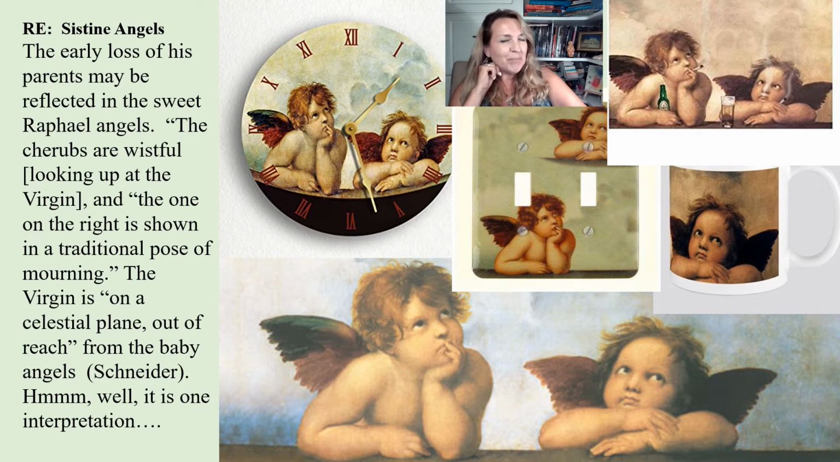There's some thought, you have probably some psychologists analyzing this. The early loss of his parents may be reflected in the sweet Raphael angels. The cherubs are wistful, looking up at the Virgin, and the one on the right is shown in a traditional pose of mourning. The Virgin is on a celestial plane out of reach from the baby angels. So it's one interpretation. I'm not entirely sure I buy it, but it's certainly one interpretation.